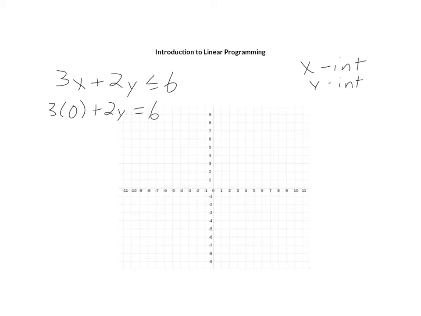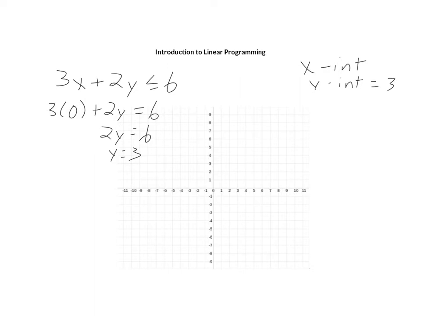So what that effectively does is it makes the x term disappear, and all we have left is 2y equals 6, and then y will equal 3 when we divide both sides by 2. So the y-intercept is 3.